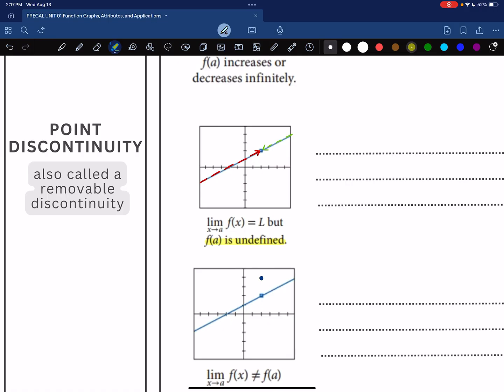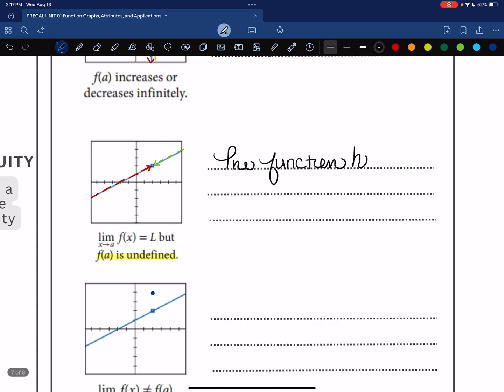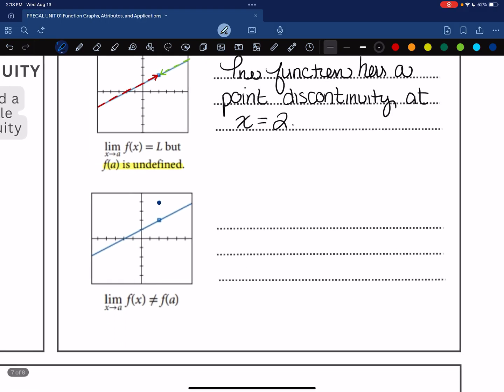So we would say the function has a point discontinuity at, and you always have to say where it occurs, at what value of x? Again, it is at x equals 2. That's where we have a discrepancy. The limits are not equaling what the function should be there because the function is undefined at that point.